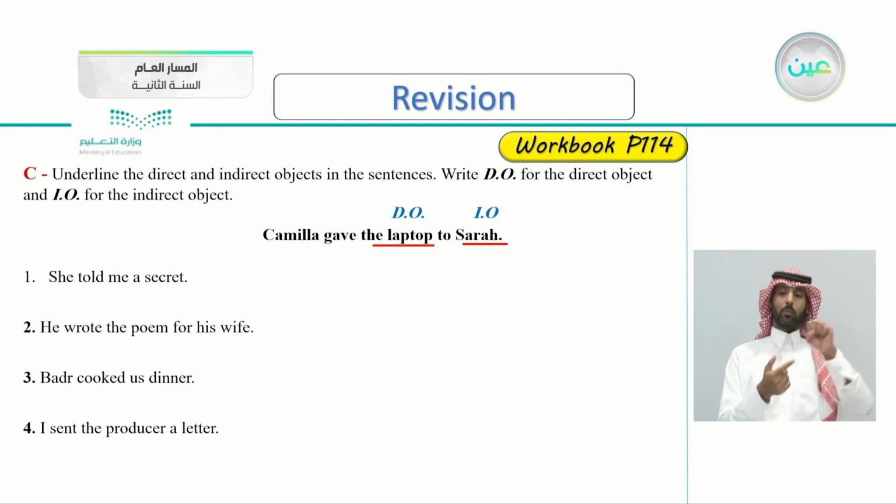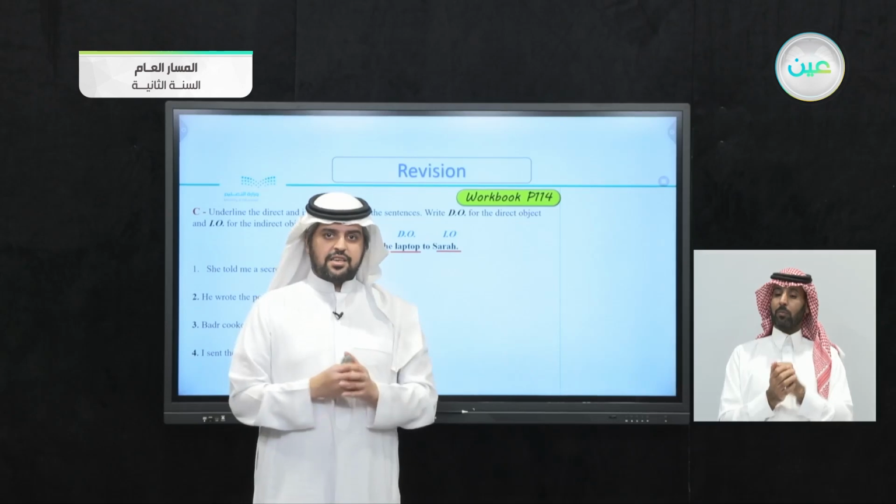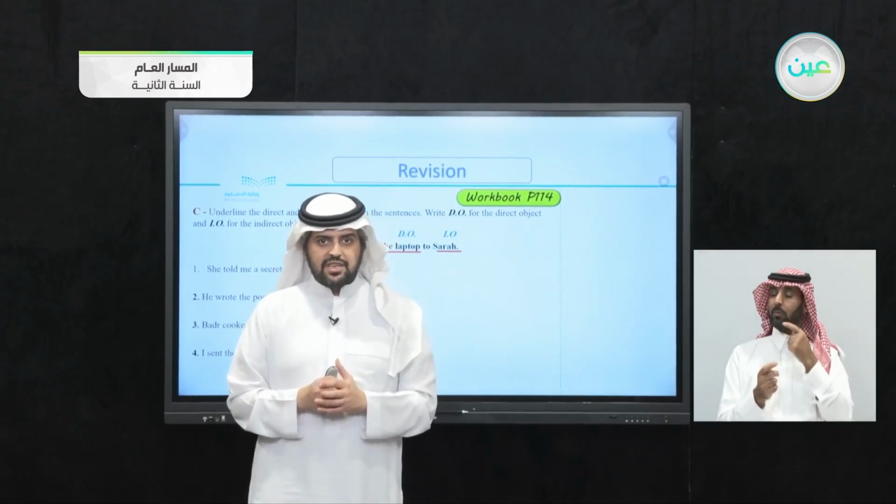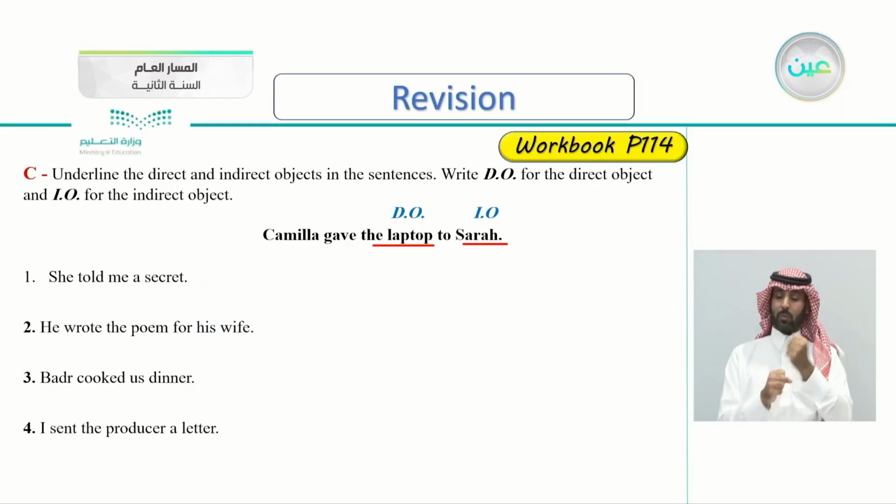She told me a secret. So where's the direct and indirect object here? The first one, she told me a secret. Okay, let's check the answer together. Me is the indirect object and the direct object is a secret. Excellent.